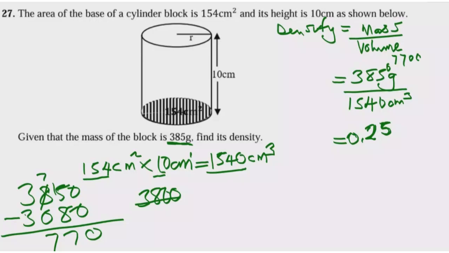Now when you're writing units, we start with the one that is on top, which is grams per centimeter cubic as the answer. This is the density of the cylinder.